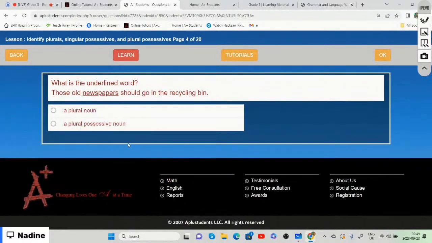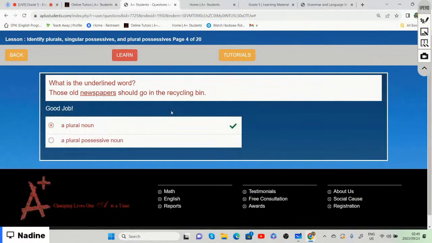These old newspapers should go in the recycling bin. Newspapers. Is it a plural noun or a plural possessive noun? Newspapers shows that it is more than one newspaper. So we will say this is just a plural noun. There is no apostrophe to give the idea that it is possessive.